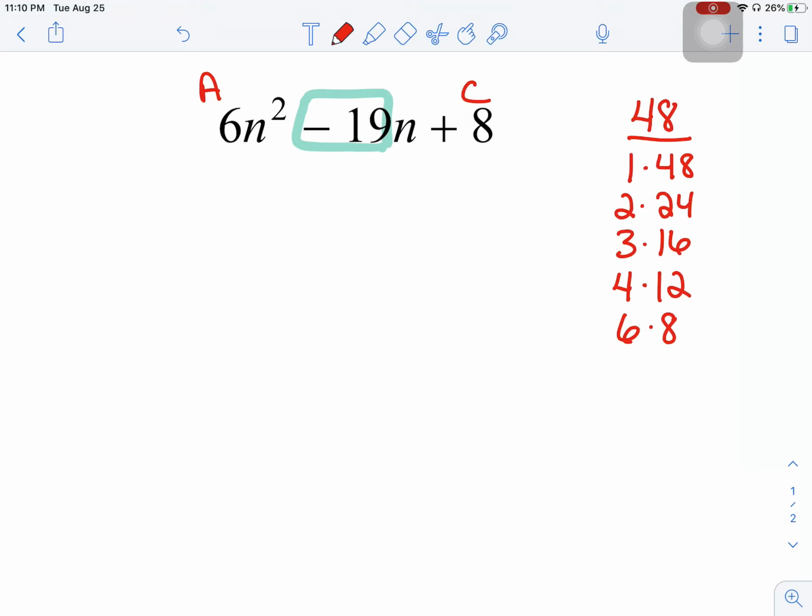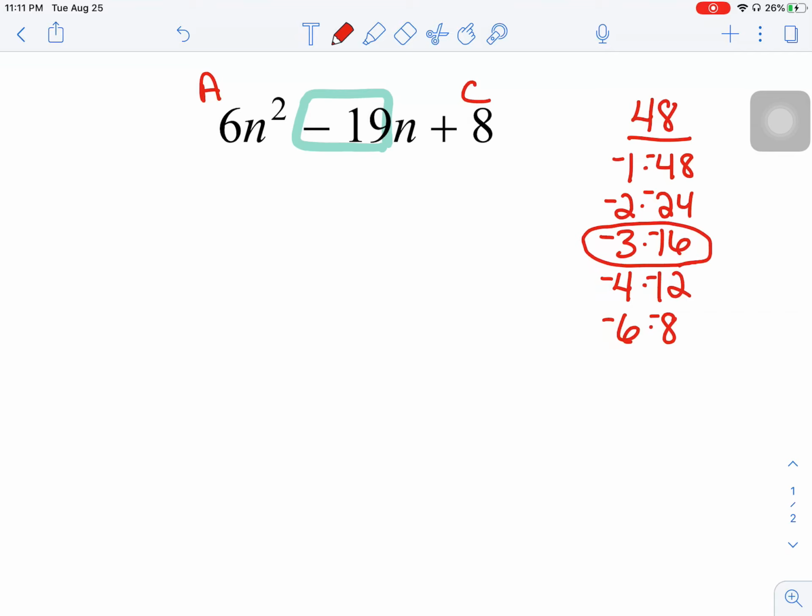So I now have all of the factor pairs that multiply to 48, but in order to get a negative 19, these numbers that I'm using here have to be both negative. So negative 1 times negative 48, negative 2, negative 24, keep going on down the list. And I want to see what pair in this list, obviously it multiplies to 48, but also adds up to negative 19. And the only pair that's going to work is negative 3 and negative 16.